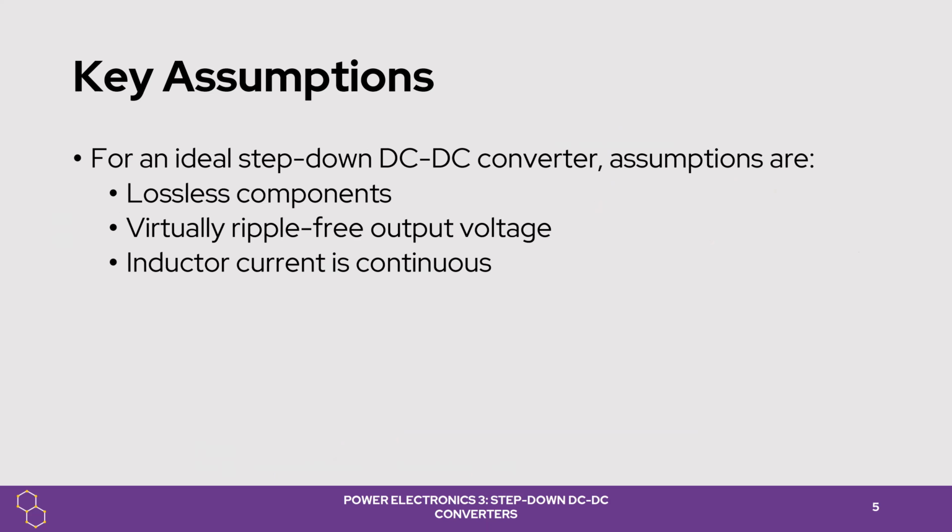So we have some key assumptions for an ideal step-down DC to DC converter. We assume that the components are power lossless, and we assume that the converter has virtually ripple-free output voltage. Also, we assume that the inductor current is continuous. However, unfortunately, in real life, things do not work as assumed in ideal conditions.